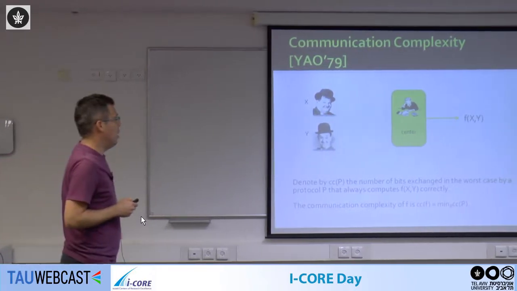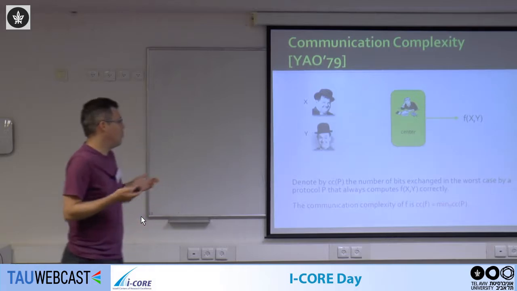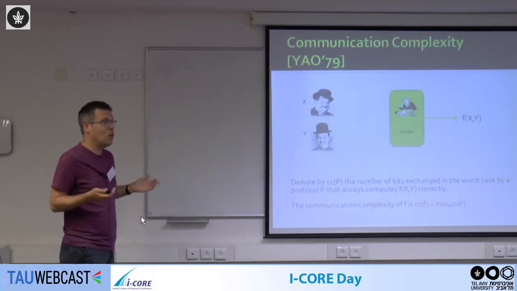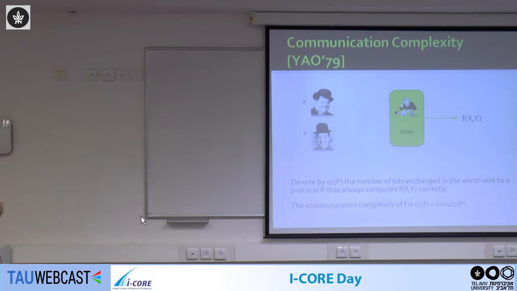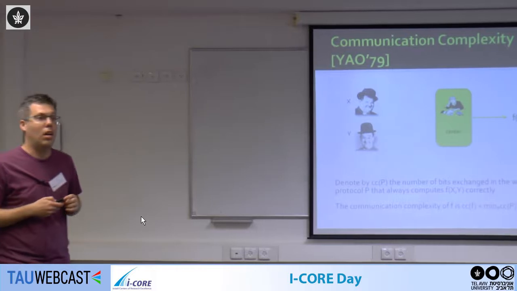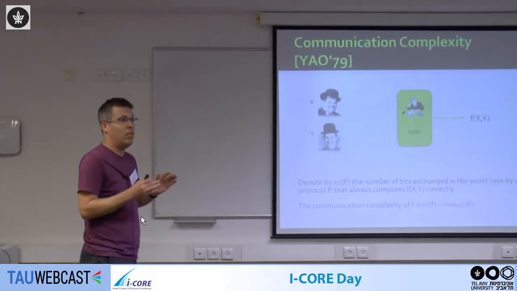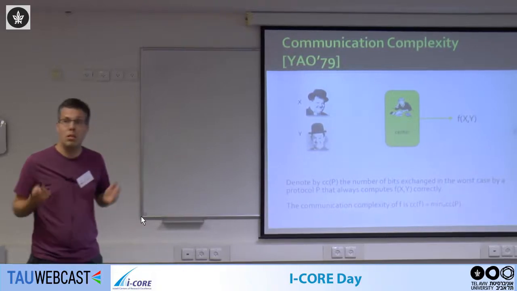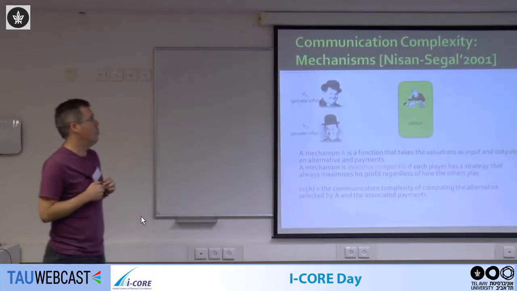Okay. Now, arguably, what we do in researching communication complexity is, you give me a function f, and I want to tell you how many bits we need in order to compute f. We're going to do exactly that in this talk, but we're going to do that for a certain interesting class of functions, those that represent mechanisms.